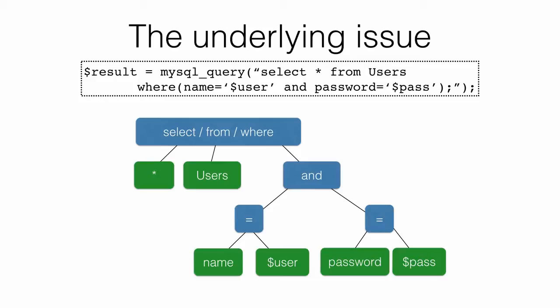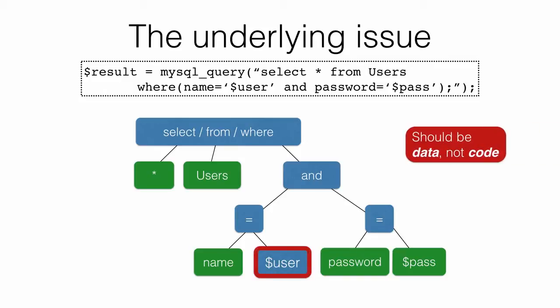So we represent that here as a tree, where the first node of the tree is indicating the select command, and then the three children from that node are the three elements of that sort of command: star, which record, how many records or which records, users, which table, and finally the where clause. Now the where clause itself can be deconstructed into a tree. It's basically the conjunction of two equalities. It's saying that the name field of the records selected from users should be equal to the $user contents, and likewise the password field, that is the password column, should be equal to $pass.